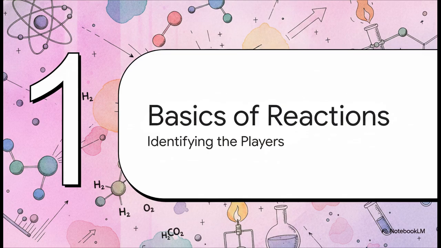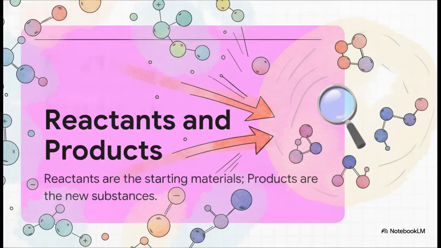All right, Section 1, Basics of Chemical Reactions. To understand the game, we first have to identify the players on the board. So, let's quickly nail down our core vocabulary. Chemical reactions basically involve atoms, ions, or molecules interacting to form entirely new substances. The materials you start with, the ones literally doing the reacting, are quite logically called the reactants, and the brand new substances that get created as a result, those are the products. Every single chemical game we talk about today revolves around transforming these reactants into products.